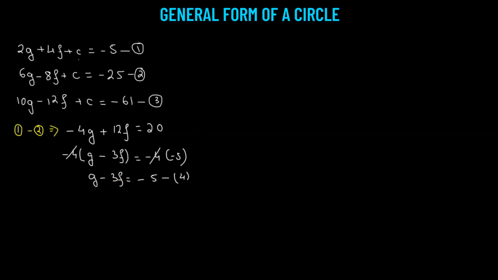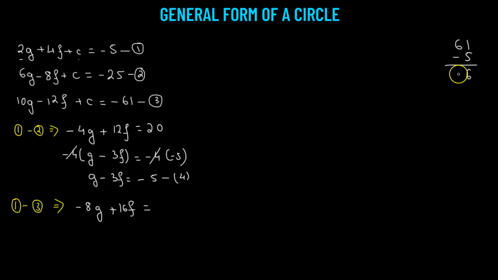So what we'll do next, we will take equation number 1, and from it let's subtract equation number 3, or you can take equation number 2 and subtract 3 from it. So in this case, we are subtracting 3 from 1, so we have 2g minus 10g, so that's -8g. Then we have 4f minus -12f, so we get positive 16f. C cancels out, and we have now -5 minus 61.